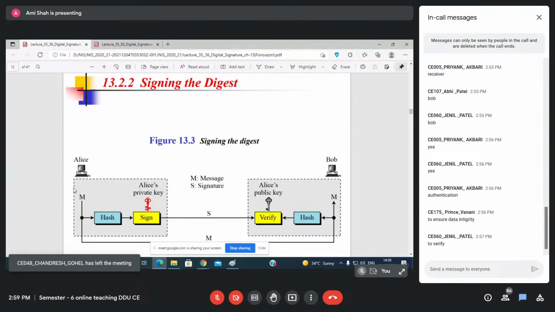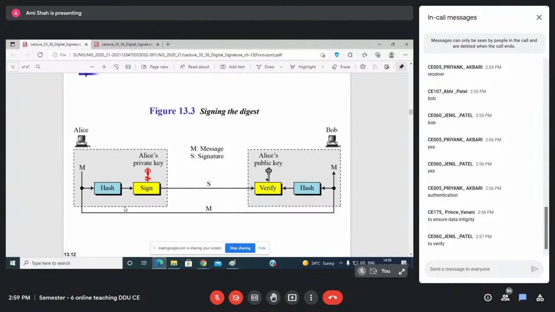Here, whatever the message is, first the hash function is applied, and the digest is created. The digest is made out of the message at Alice's side. Then the digest goes through a signing process using Alice's private key. Alice then sends the message and signature to Bob. Generally the message and signature are sent separately on a channel. So now it is sent to Bob's side.